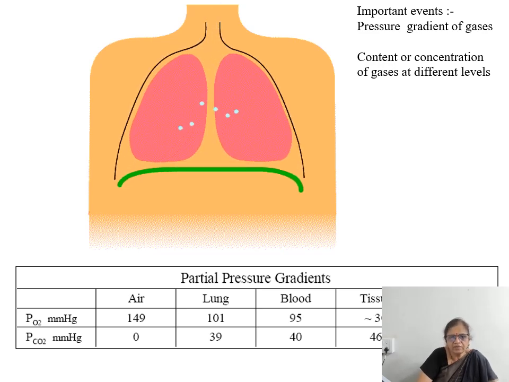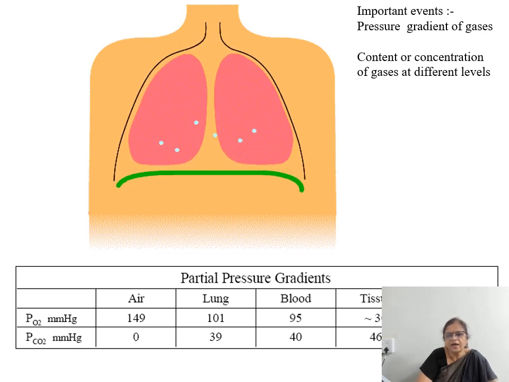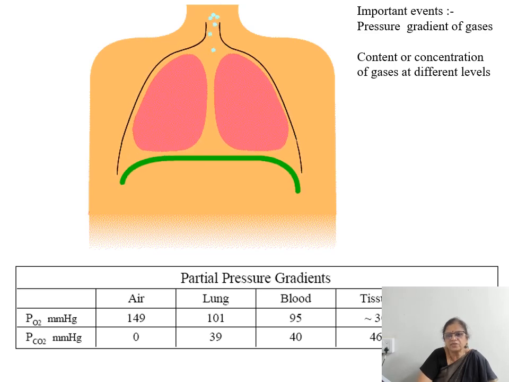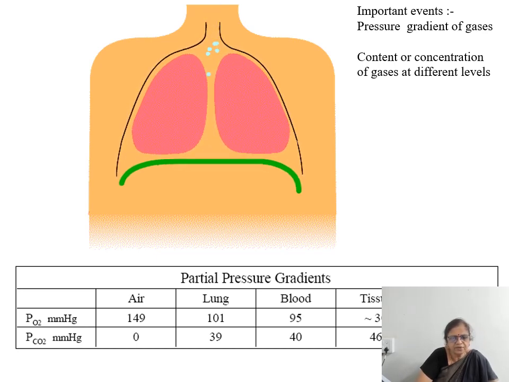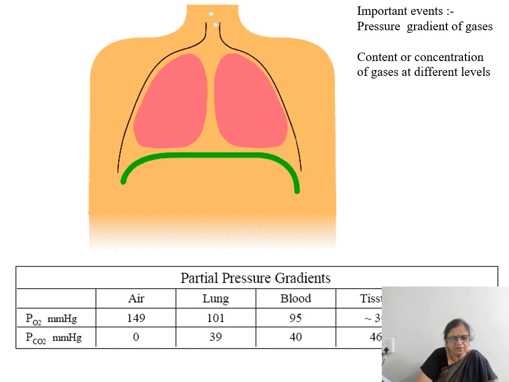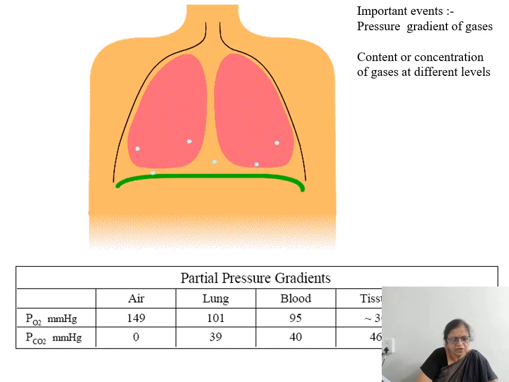How air enters the lungs depends mainly upon the pressure gradient of gases, and how much of each component, or concentration of gases, is present at different levels. If you see the table below, you can see the partial pressure of oxygen. We have many gases in combination in the air, and we express them as partial pressures.